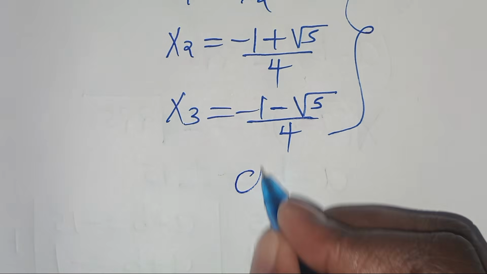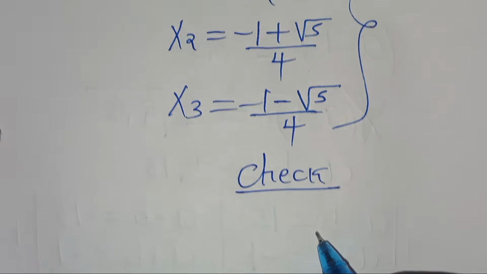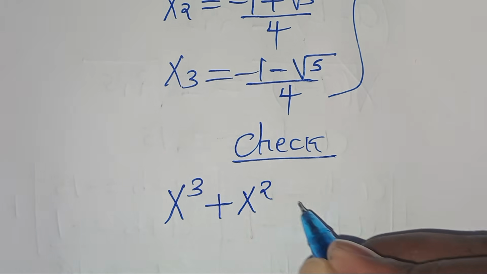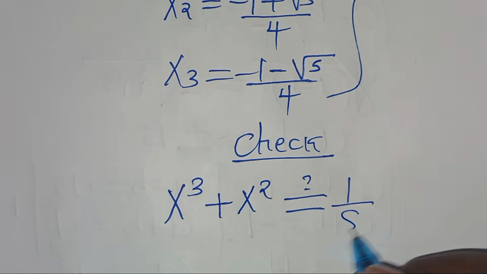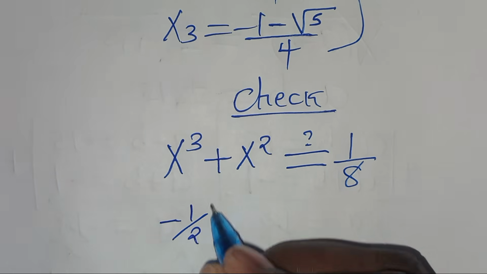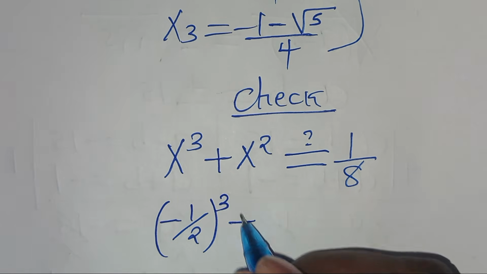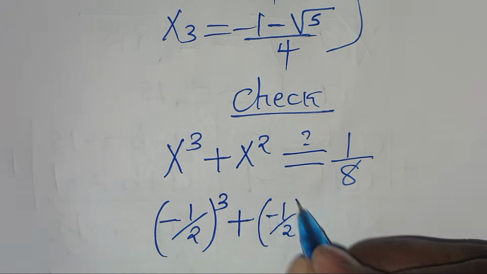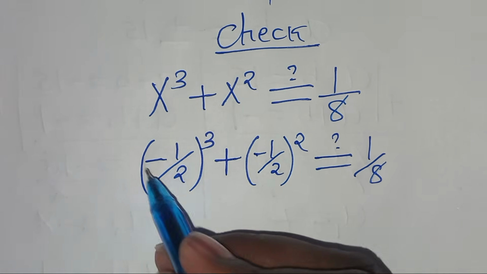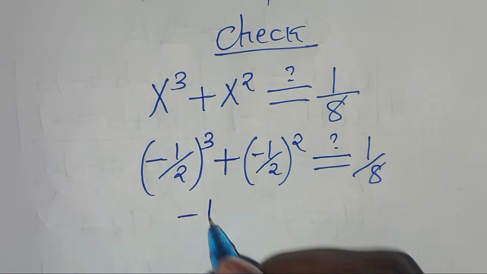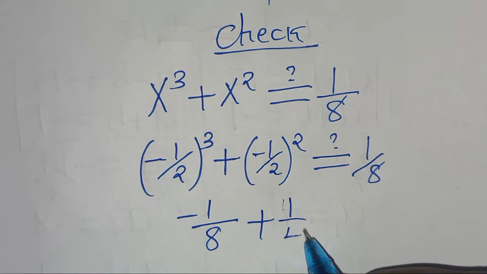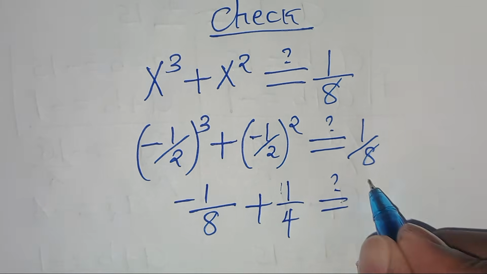Now let's check. We can check with x1 here. If you recall, we have x to the power of 3 plus x to the power of 2. This should give us a value of 1 over 8. So we have x1, which is minus a half. So this is minus a half raised to the power of 3 plus minus a half raised to the power of 2. This is supposed to give us a value of 1 over 8. Minus 1 over 2 to the power of 3 is minus 1 over 8. Then plus minus a half to the power of 2 is 1 over 4. This should give us a value of 1 over 8.